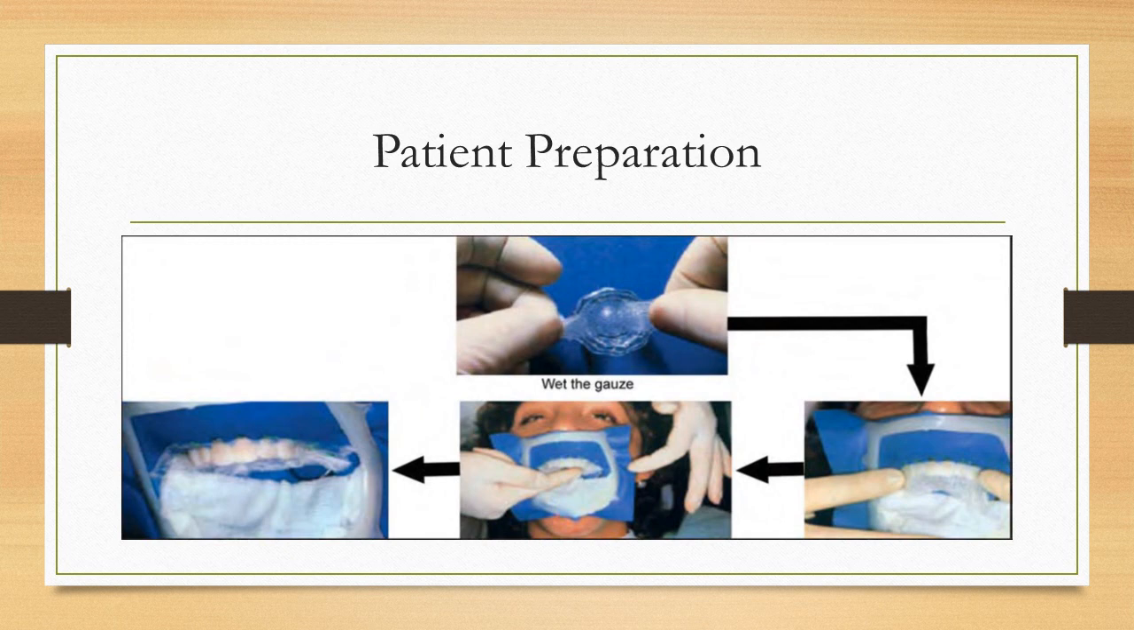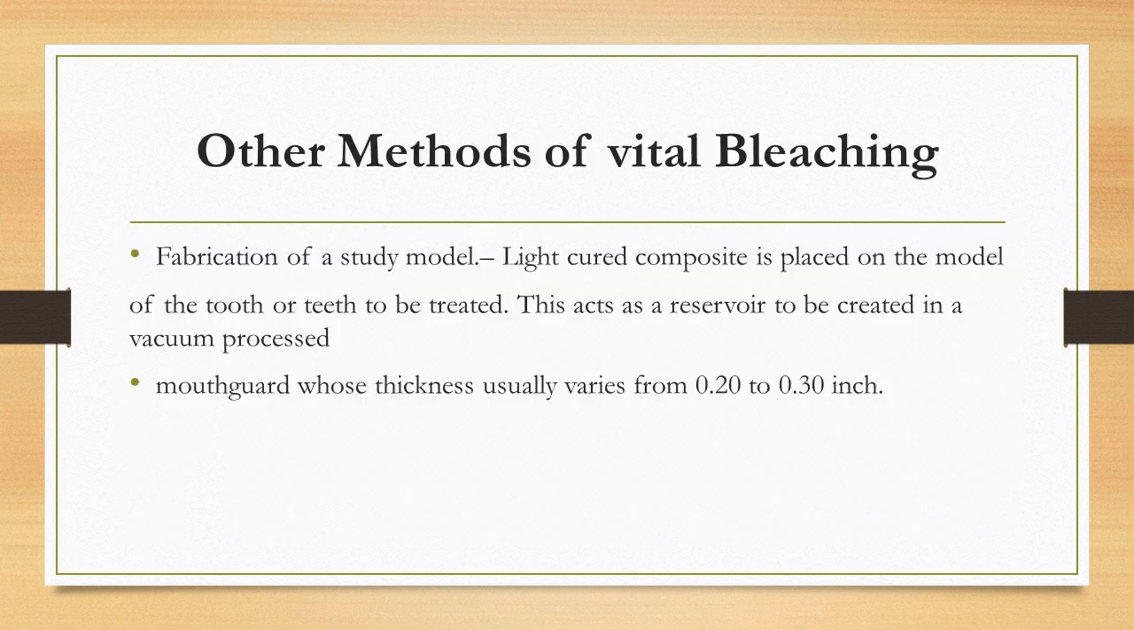For vital teeth, we should use the rubber dam. The rubber dam is very important to isolate the tooth, otherwise the acid will burn the soft tissue, and to protect the lips. You wet the gauze with hydrogen peroxide. You apply the hydrogen peroxide, then you apply heat through a light, a laser, or halogen. We have the halogen, we have the xenon lamp, we have the laser.